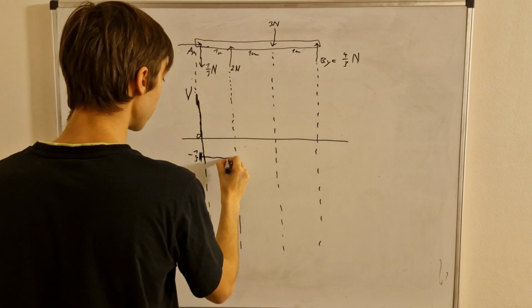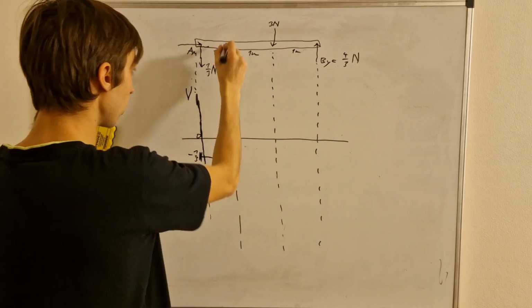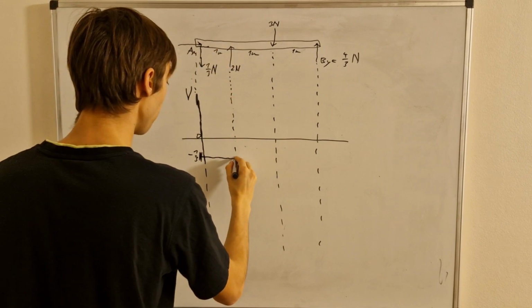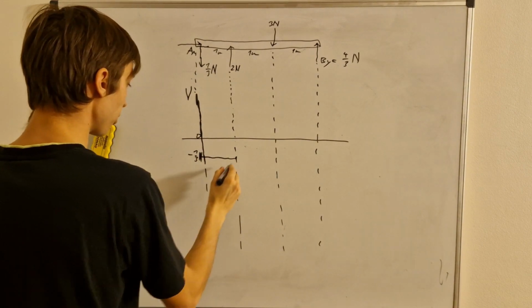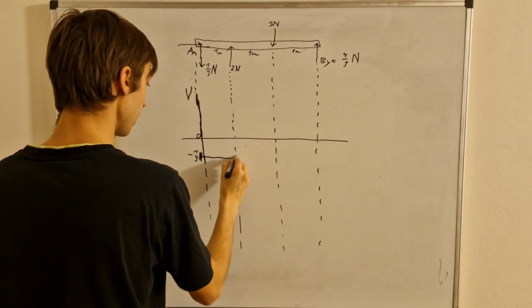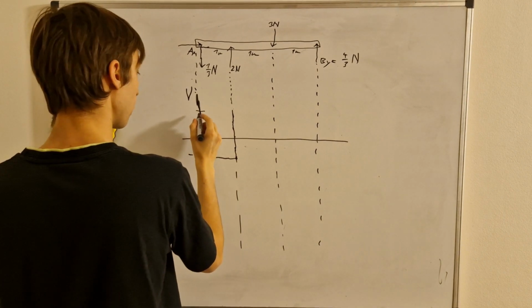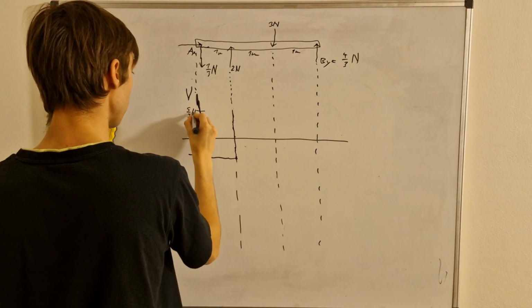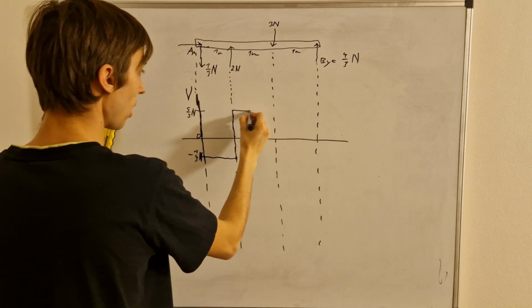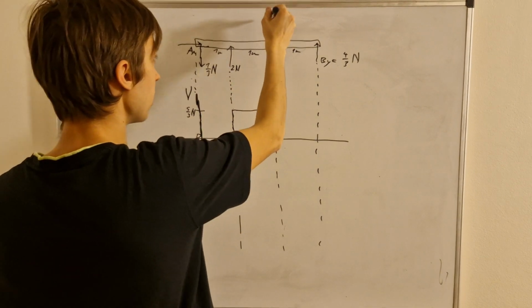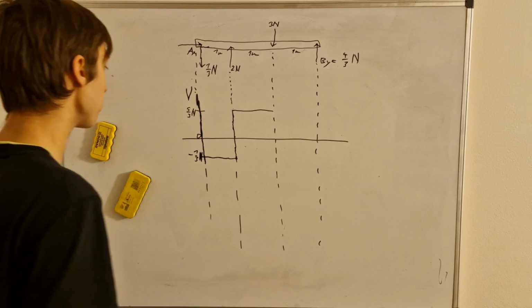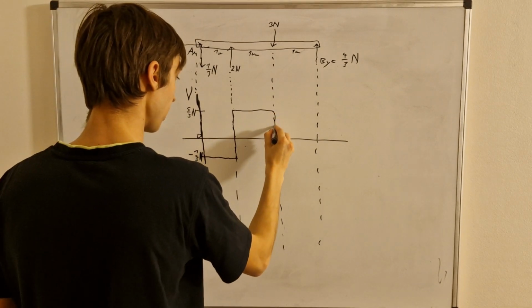Then we continue until another force hits. This one goes 2 Newtons up. So I will jump by 2 Newtons up. Minus 1 over 3 plus 6 over 3 is 5 over 3. So we have 5 over 3 Newtons here. Then I continue further until I hit the next force. That goes 3 Newtons down. So that's 5 over 3 minus 9 over 3. So it's minus 4 over 3.